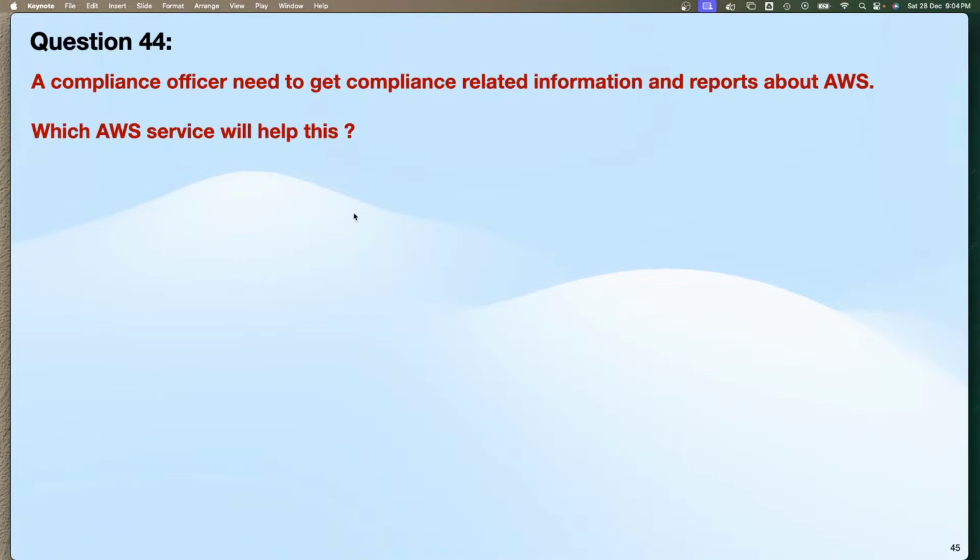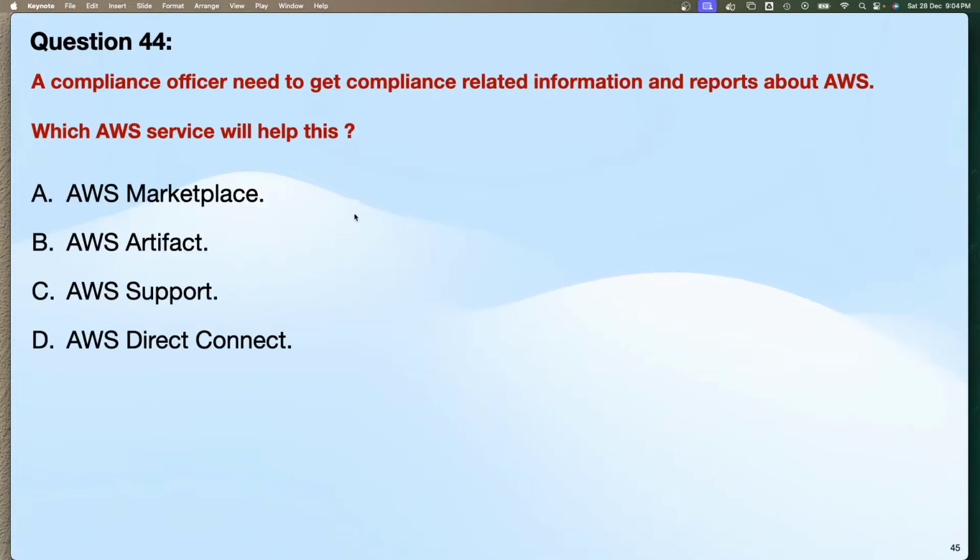44. A compliance officer needs to get compliance-related information and reports from AWS. Which service will help? As I was discussing multiple times in previous question options, let me evaluate the answers. Marketplace. AWS has a marketplace. What is AWS Marketplace? Third-party companies can provide their software and you can subscribe to it via AWS Marketplace. So it is basically to purchase third-party software through the AWS Marketplace. It is not to get any compliance or audit reports. Okay, AWS Artifact. Yes, this is the service where you can go and download them. We discussed it in our video course also.